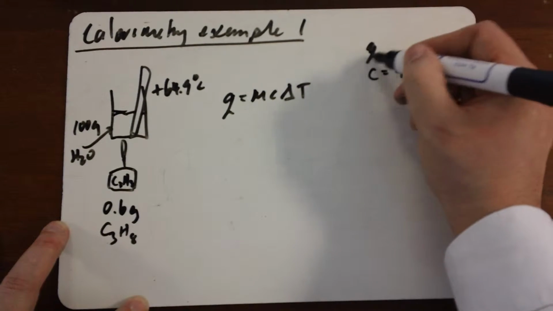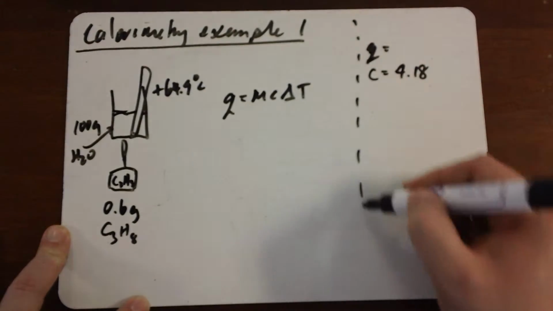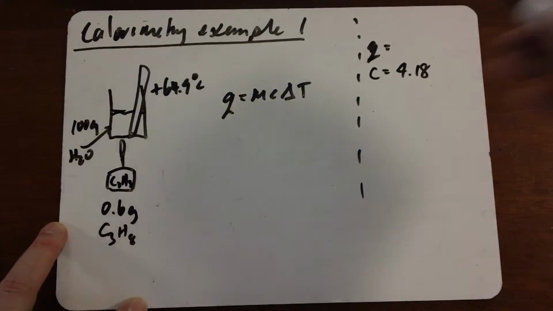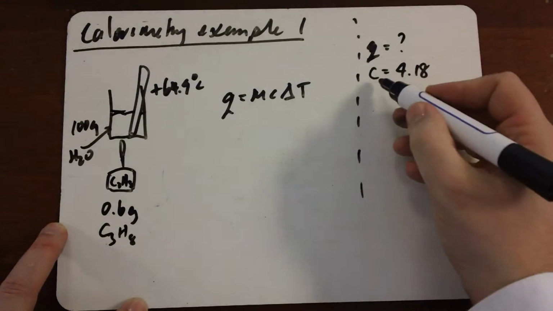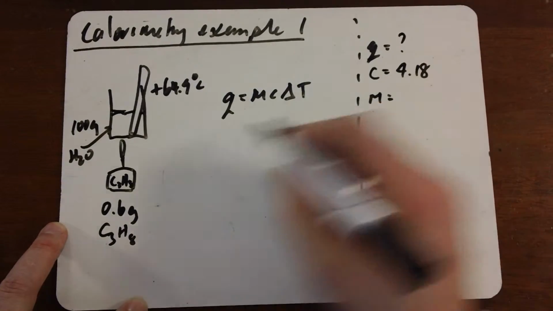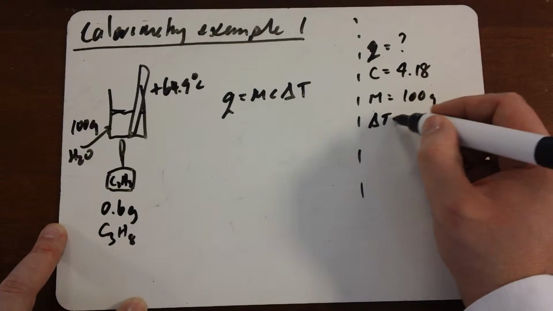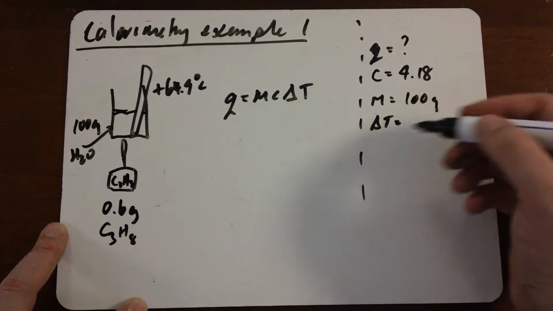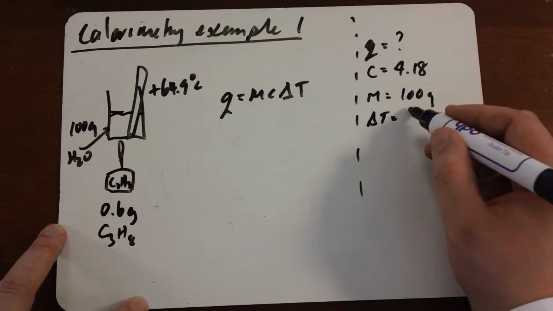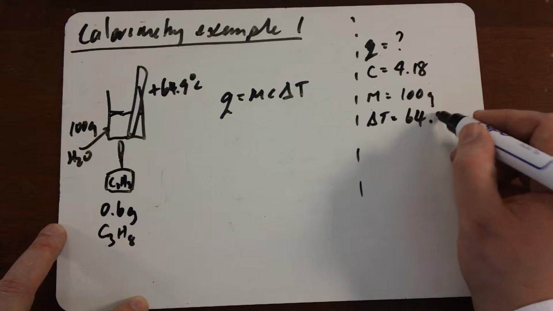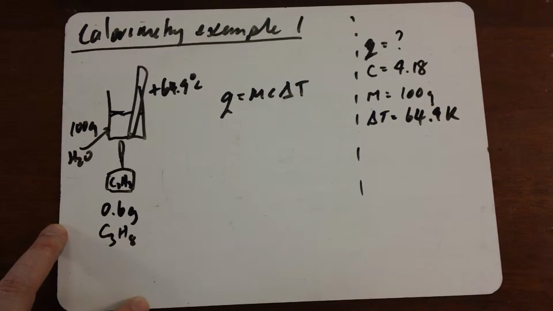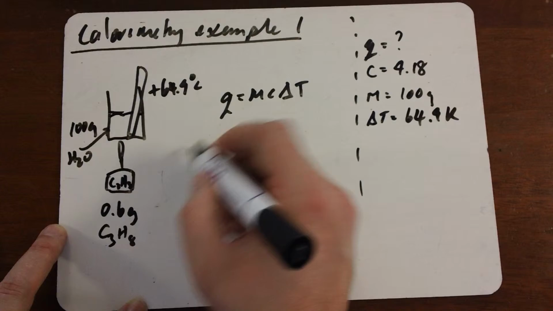So now you can do some accountancy just down the side here, and you can work out what you've got, what you haven't got. So you're trying to work out the energy change. You're given the C value, you're given the M value of 100 grams, and you're given the change in temperature. Now it's in degrees C, but a change in degrees C is the same as a change in Kelvin, so it's 64.9 Kelvin. So now all we do is just substitute our values in.